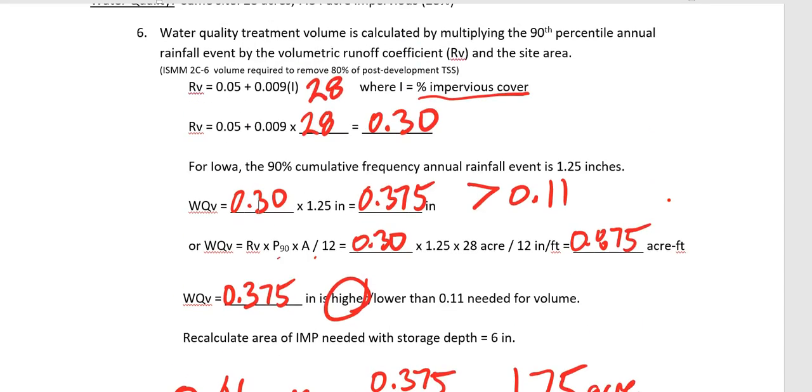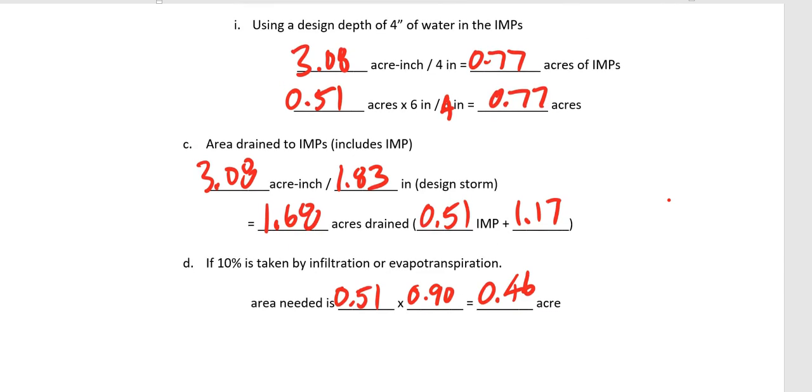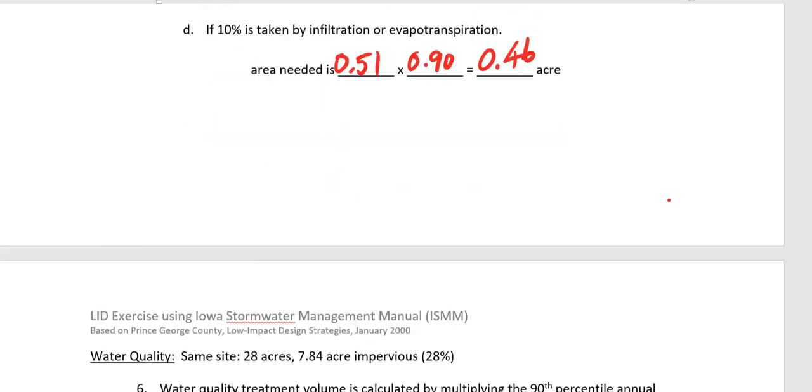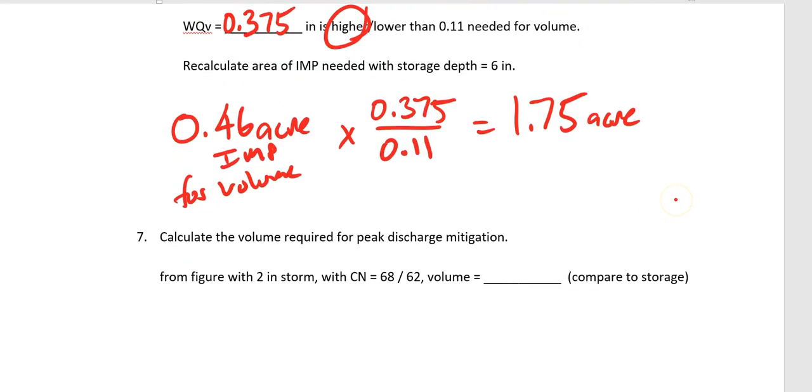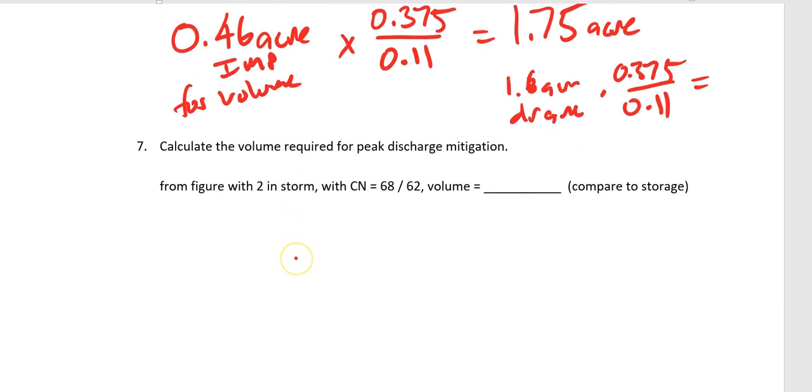What was our number up here? Was it 1.6 acres drained? So I'm going to need 1.6 acres drained times 0.375 over 0.11, whatever that turns out to be. So I'm going to need to capture from a bigger area because I have to treat a bigger volume.